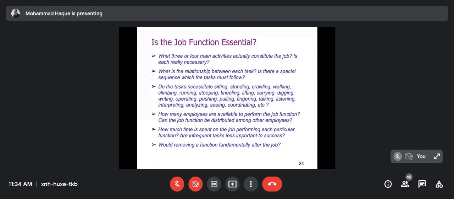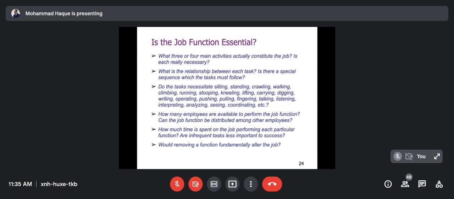Can we reduce the number of main activities, or do we have to increase it to make it more effective? What is the relationship between each task? Because you have got to understand the distinction between job and task. Task is the subcomponent of that job, right? And therefore, the relationship between each task, is there a special sequence which the task must follow?